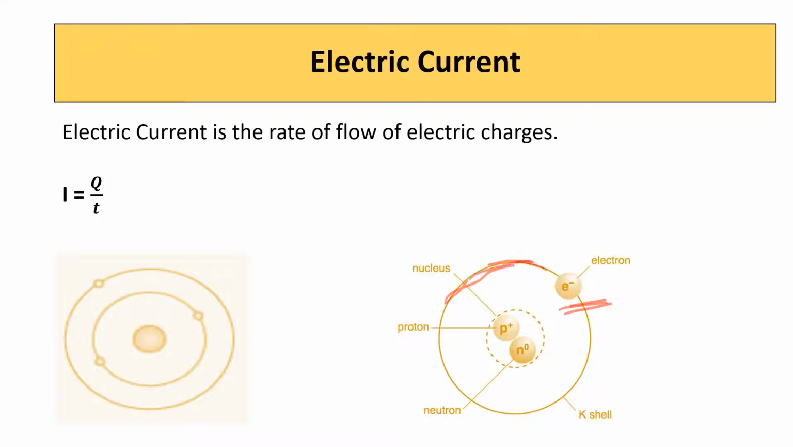These electrons are moving around the nucleus. Therefore, when I say flow of electric charges, it is the flow of these electrons. This nucleus is stationary. Only the electrons are moving around the nucleus. Or otherwise you can say electric current is the flow of electrons.